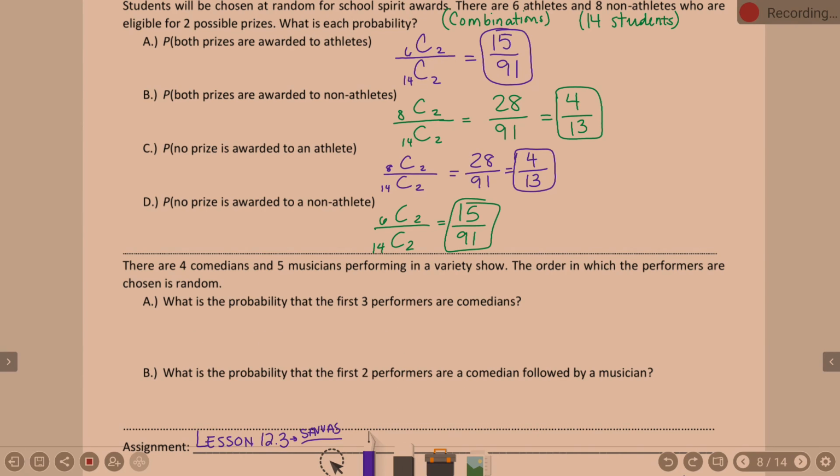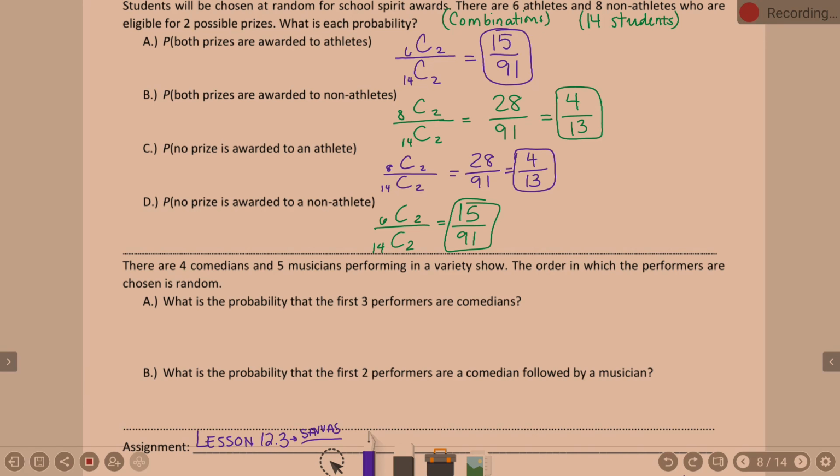Okay. Now, you're getting the basic gist of this. What I really wanted to get us to is these bottom sets, because there's definitely a little twist in B that I wanted to make sure that we have time for. Okay? But, last set. 4 comedians, 5 musicians performing a variety show. The order in which the performers are chosen is random. A asks, what is the probability that the first 3 performers are comedians?